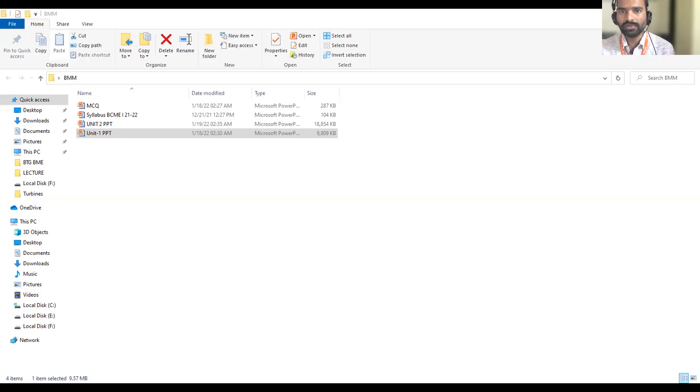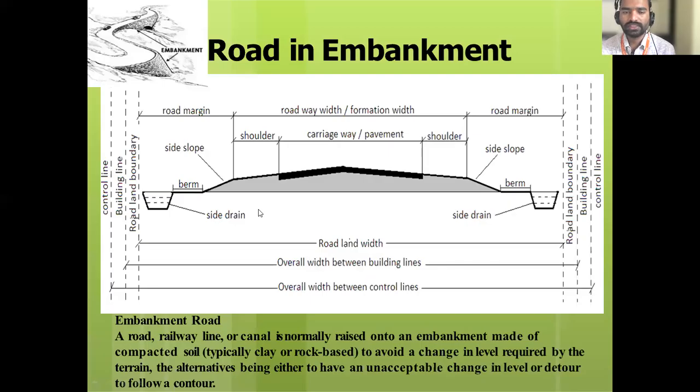Sir, the screen is not visible. The slide has changed, sir. Is it visible now?